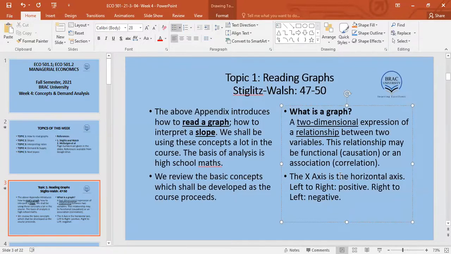Now, why do we need a 2-dimensional relationship? In economics and also in other sciences that discuss practical matters, we are obsessed with the concept of cause and effect. Okay, this is the cause, this is the effect.